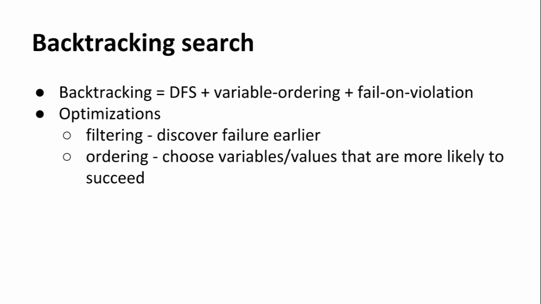And if we discover failure earlier, that means less backtracking, which means fewer search nodes that we have to expand. And then the second optimization that we consider is ordering. Ordering tells us how to pick variables and values that are more likely to give us a solution or more likely to decrease the amount of backtracking we do.